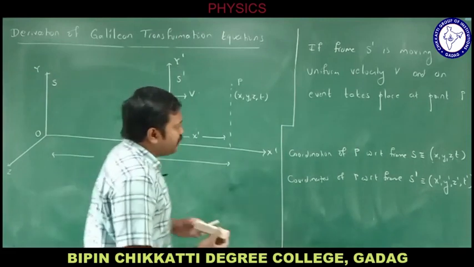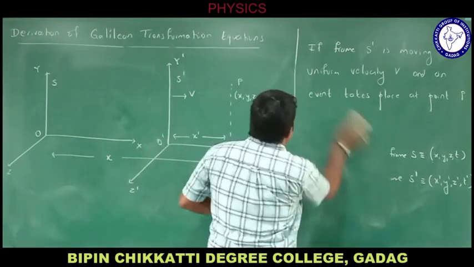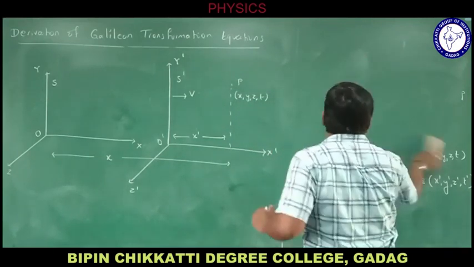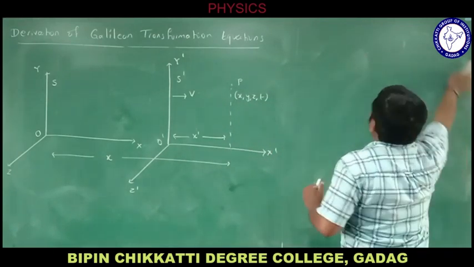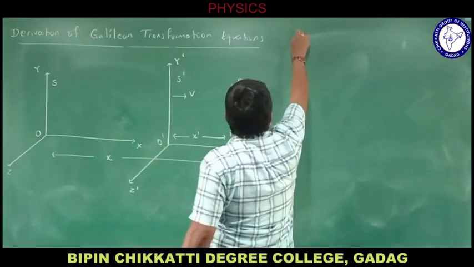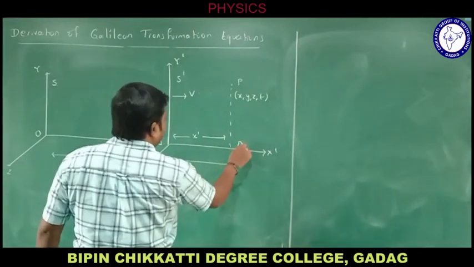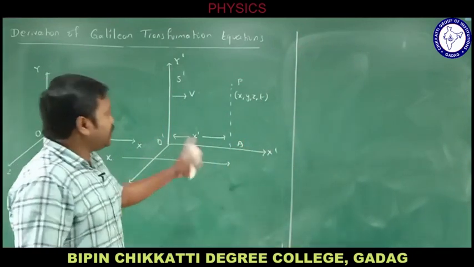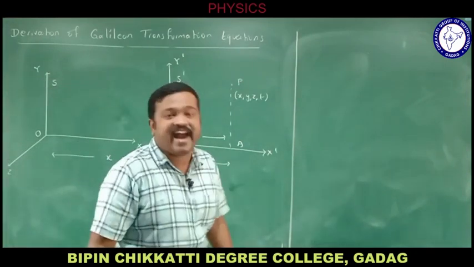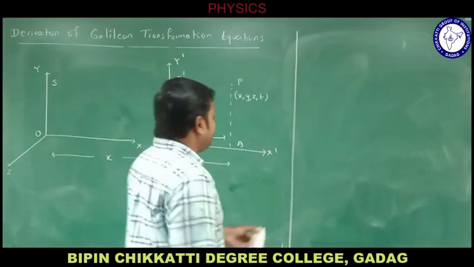Now let us move forward. After knowing these coordinates, let me find the equations which relate these coordinates X, Y, Z and the time T. Let me consider this is the point O. Now what are the equations which relate X and X dash, Y and Y dash, Z and Z dash and T and T dash? Let me check that.